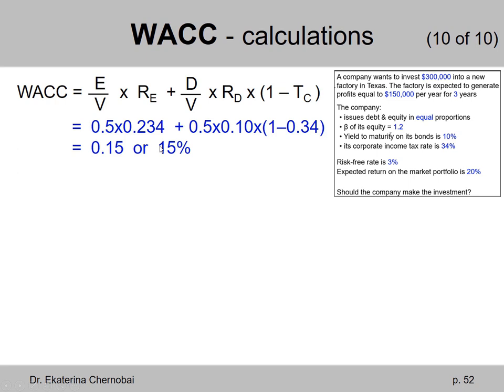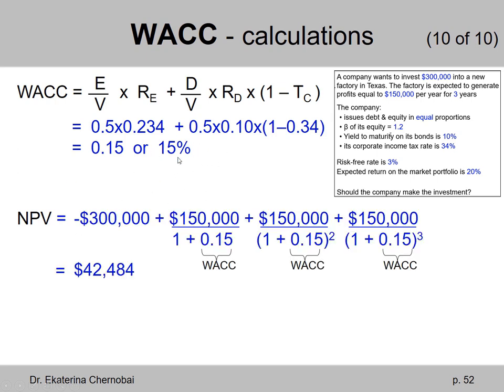15% is how much it costs the firm every year on the money that stock and bond buyers provided to the firm. And so this is the minimum the firm should want to earn on any new investment project. So we are now using 15% as the discount rate for the project in our problem.